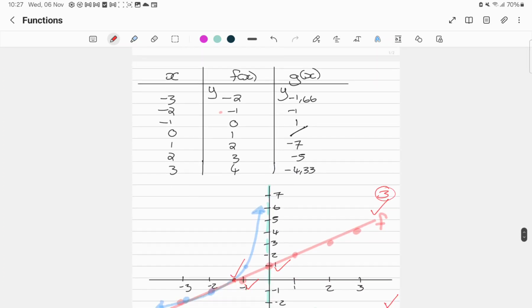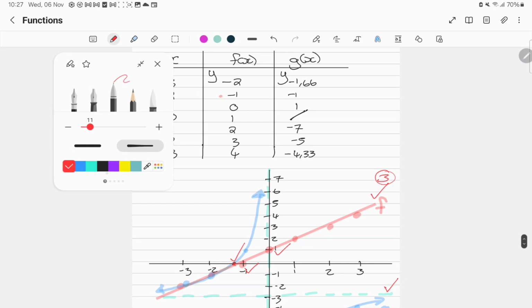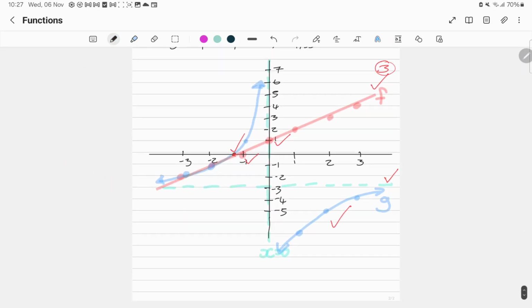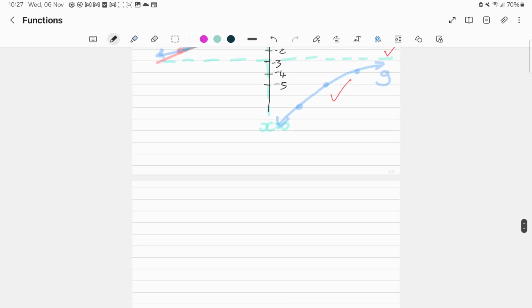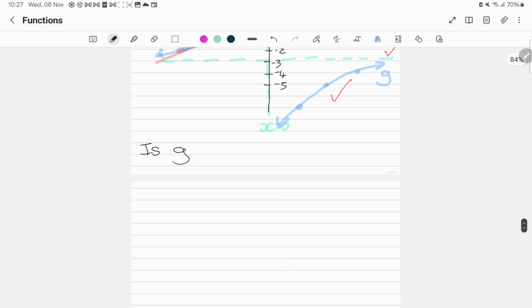Alright, and then I can ask you just normal other questions. Now I can, for example, ask you, is graph g increasing or decreasing? Is graph g increasing or decreasing?